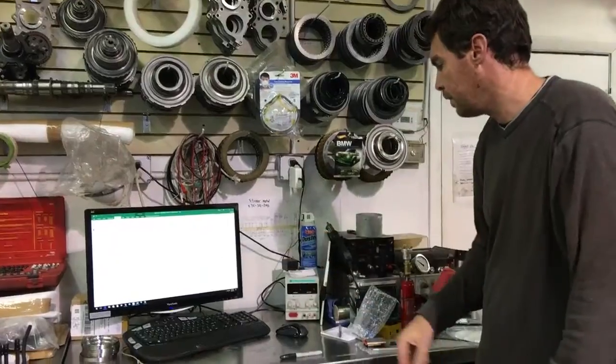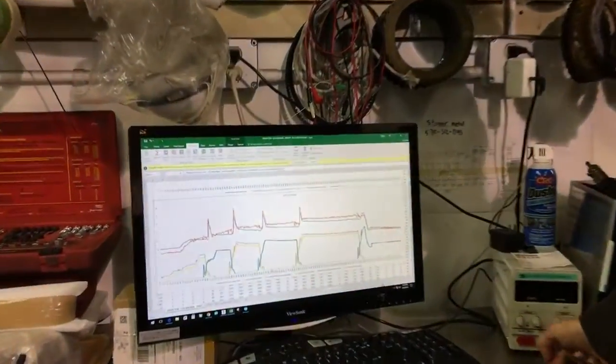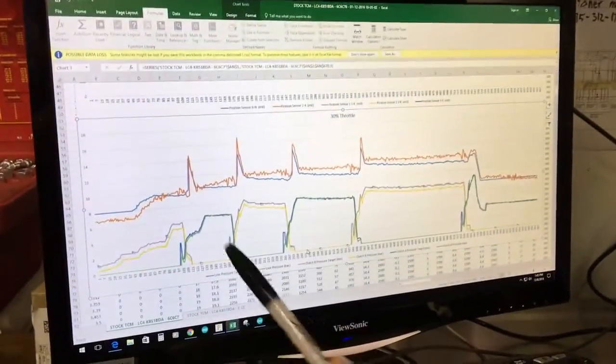But any blips or any movement that we see in pressures, the trans should follow that perfectly. So a healthy trans, it's not going to be absolutely perfect on target, but it's going to follow it perfectly all the way through, and you'll see that in these logs. So if we focus here on this 30% throttle pull, this is a healthy trans, by the way.